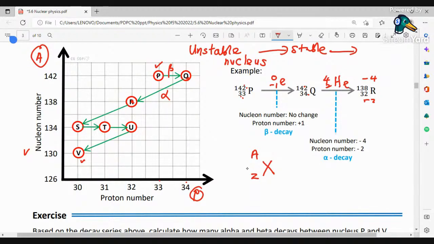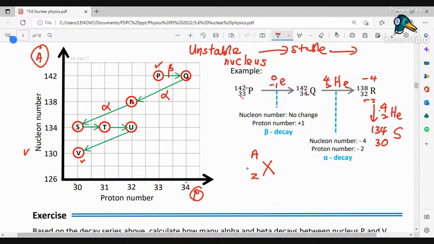Okay, daripada ni jadi R, R become S. Okay, R apa? 138 32. S ialah 134 30. Okay, let's say kalau kita still continue, jadi S. S ialah 134 30. Okay. So you can see again here reduced by 4. Okay, and then the nuclear number reduce 4. Dia punya proton number pun reduce 2. Okay, maksudnya sini ada 1 alpha release out. So sini ialah alpha decay.